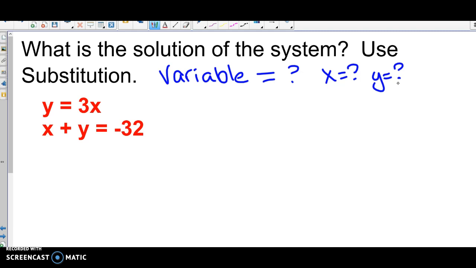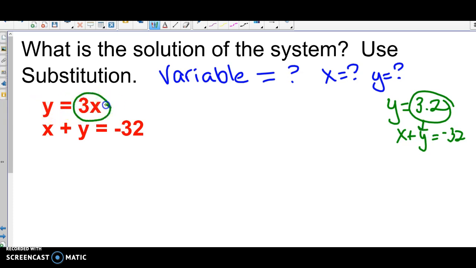So if I look here, I see that y equals 3x and x plus y equals negative 32. If you look at this literally, it's like saying y equals 3 times 2. And if I have x plus y equals negative 32, I can take this 3 times 2, whatever that equals, and plug it in for y. That's what we're going to be doing. We know that y equals 3x, so I'm going to take that and substitute it in for y in the second equation.